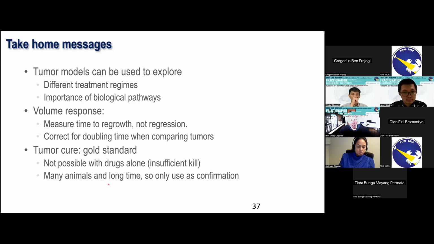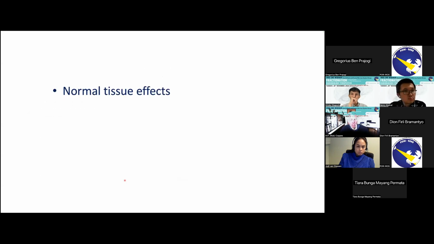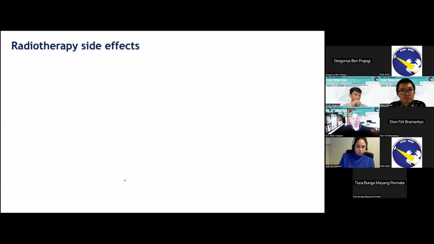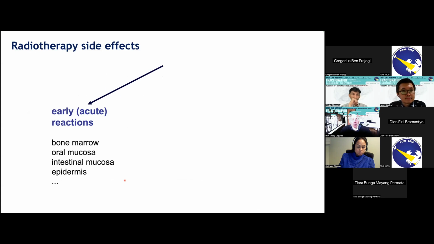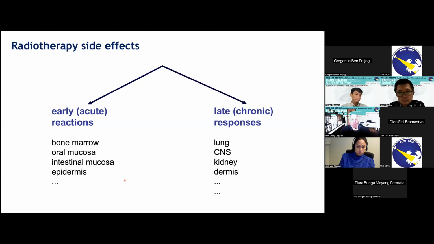Many animals and long-term survival need to be studied to see if a drug is really improving your tumor control. So now I will go over to the normal tissue, because of course you also want to have a therapeutic ratio. So in the normal tissue, we distinguish two types of responses, the early response and the late response. And so the early response is in rapidly proliferating tissues like bone marrow, mucosas, and dermis and skin. And late-responding tissues are mostly tissues that have a very slow cell turnover, like lung, central nervous system, and kidney.